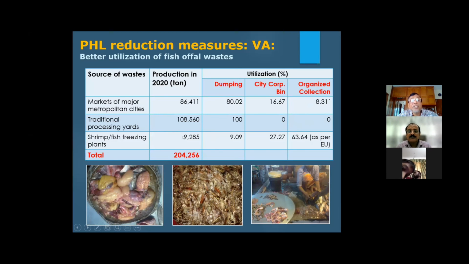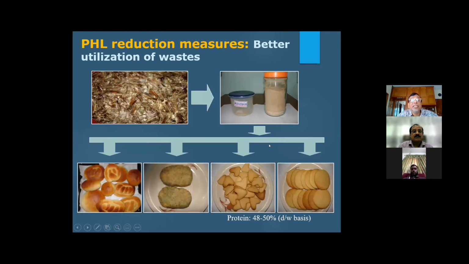For shrimp and fish freezing plants, 63.64% is organizedly collected as per EU approved rules, and these are being dried and exported to some countries. So this is the offal situation of Bangladesh now.